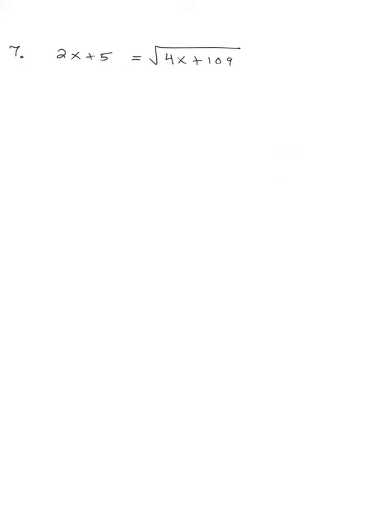This problem, again, is set up where you can start by squaring both sides. No problems there. A little more complicated on the left. If you square 2x, that would give you 4x squared. And if you squared 5, you get 25. The middle terms are 2x times 5, which is 10x. But if you double it, that is 20x. And this time it's the right side that's simple, where you just get 4x plus 109.